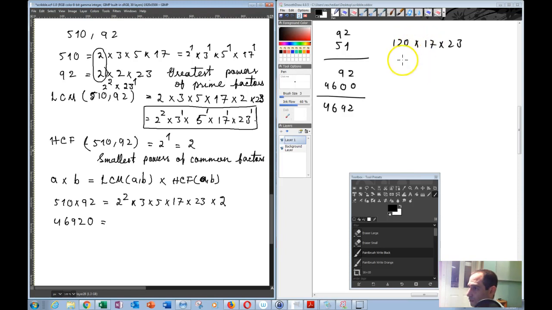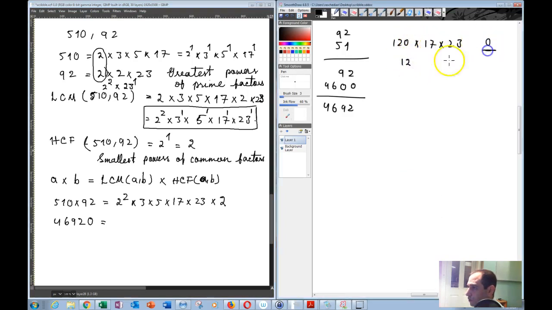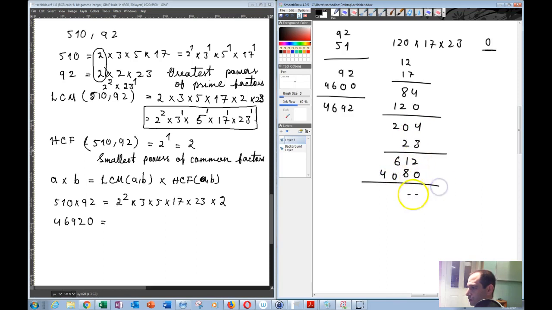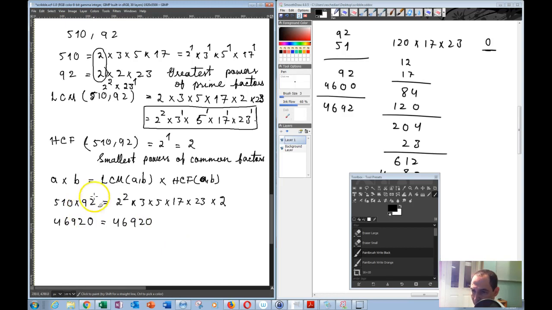So 12 times 17 is equal to 204, and remember that I have a 0 over here. 204 times 23 is equal to 4692, and with the 0, that's 46920. So you see that the product of the numbers is equal to the product of the LCM and the HCF of the two numbers.